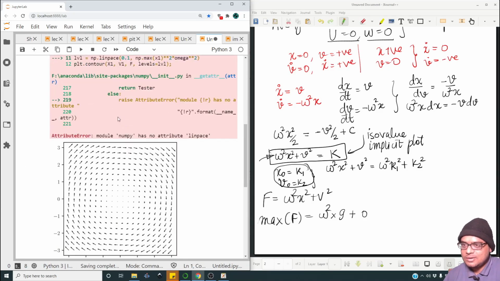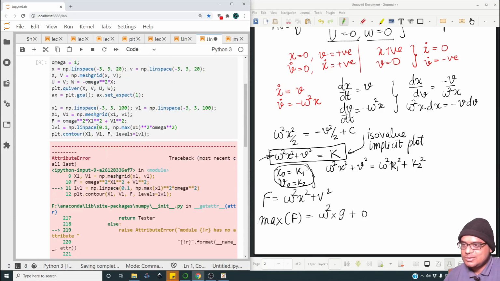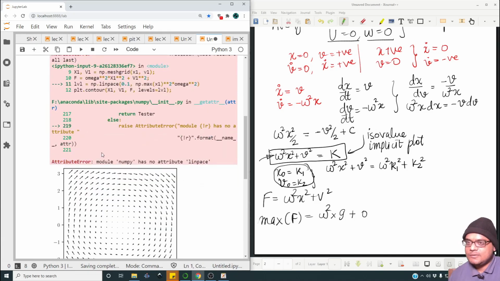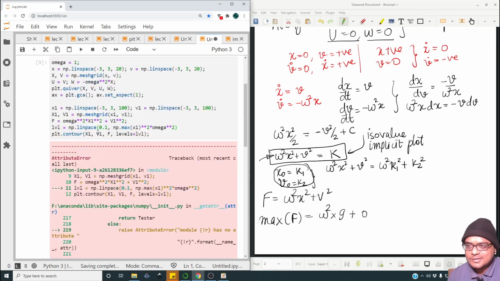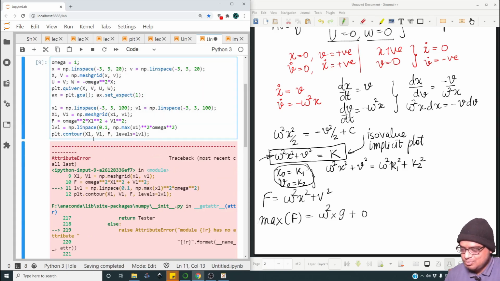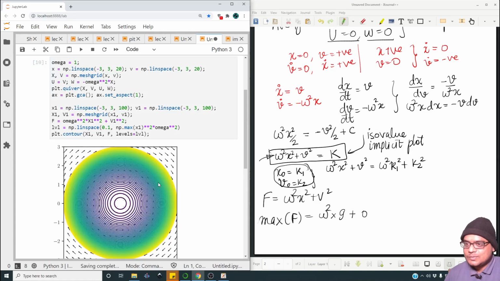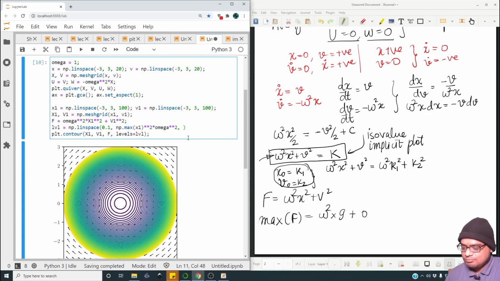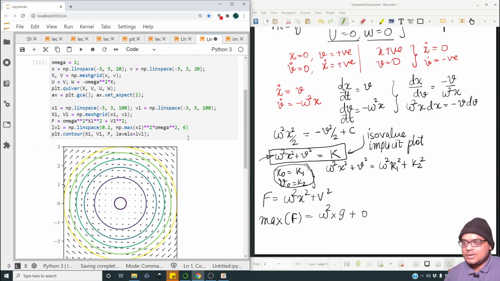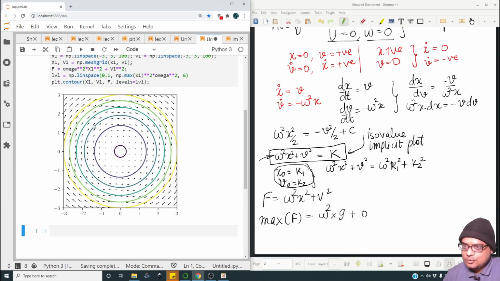Okay, there's an error. NumPy has no attribute linspace. Which line is it? We have written lin pace, so it should be linspace. Okay, so there's too many ISO values over here. Let me reduce the number of ISO values. So we will take only, say, 6 ISO values. Great. So these are the ISO values.